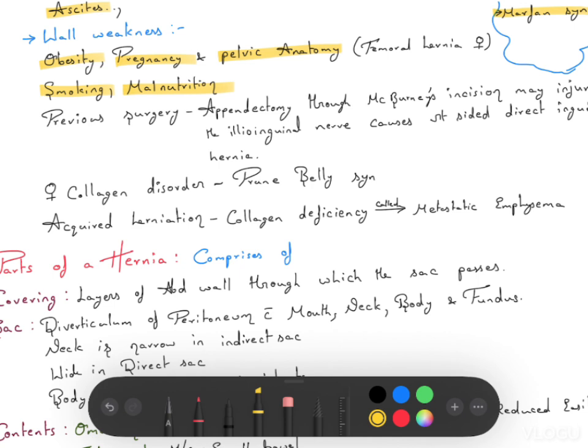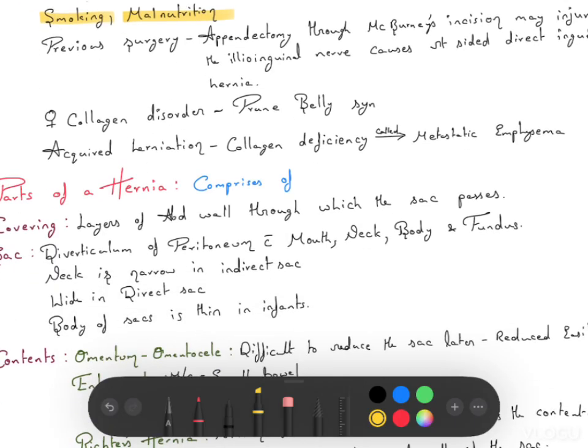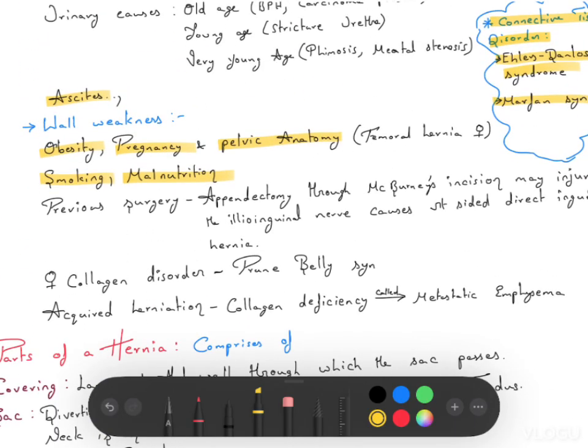Okay, and in females we can see collagen disorders like prune belly syndrome, and we can see acquired herniation like collagen deficiency called metastatic emphysema. Okay, so the main risk factors we can see, like smoking. The main mechanism is that smoking will weaken the collagen.